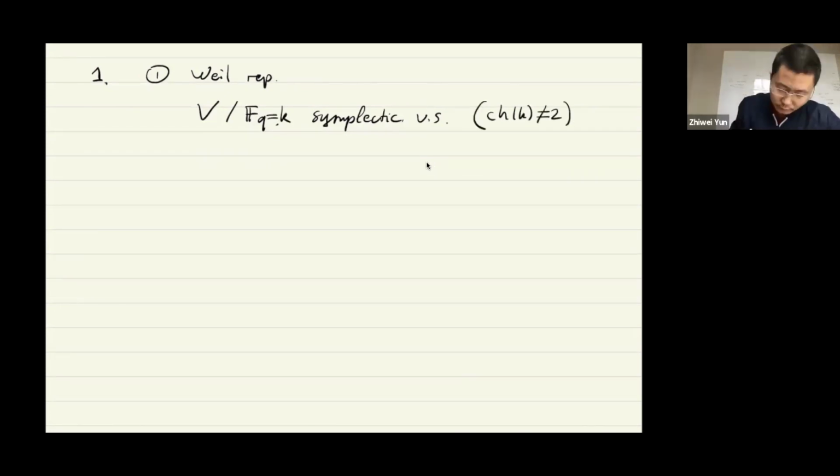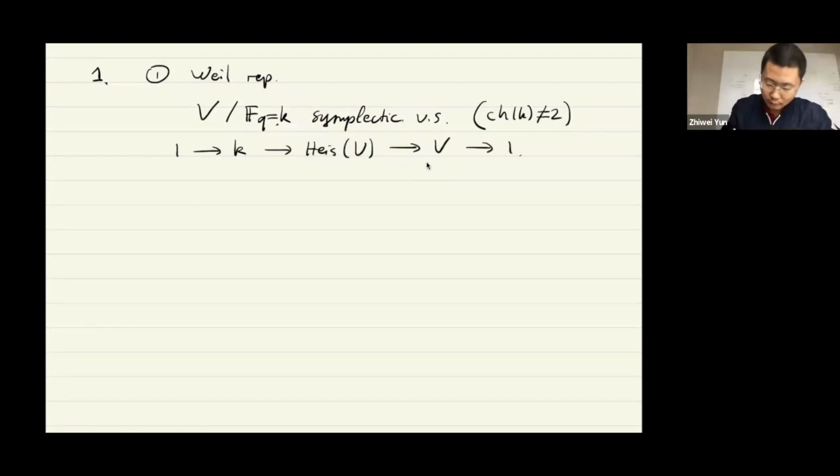Attached to this vector space, we consider the Heisenberg group, Heisenberg extension. So it's a 2-step nilpotent group. The center is K, a copy of this finite field, and the quotient is V, and the commutator pairing of two liftings of two elements from V lies in the center, and it's given by the symplectic form.